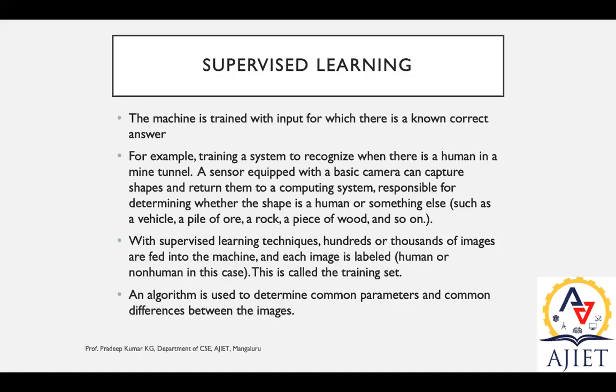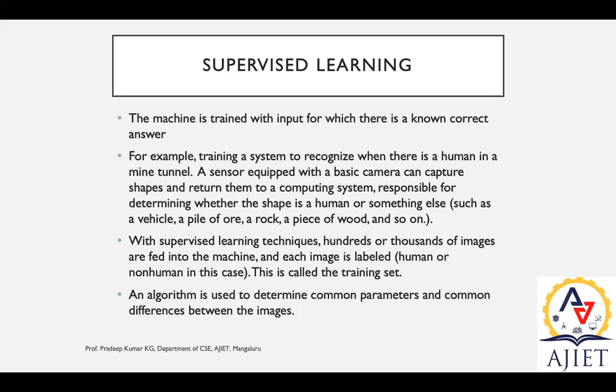So now, when we have this kind of facility with respect to machine learning, we are dividing machine learning into two. One is supervised and the other is unsupervised learning. Supervised learning is nothing but the machine is trained with input for which there is a known correct answer. So we know which is the exact input to be given, and we can easily predict it on the other side. On the other hand, the machine knows what the result will be.